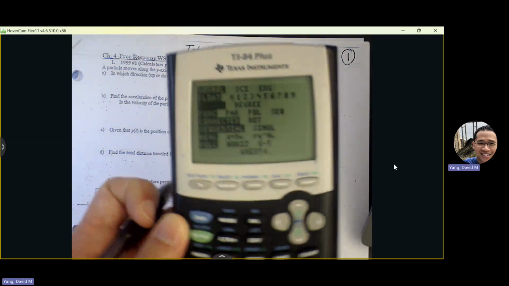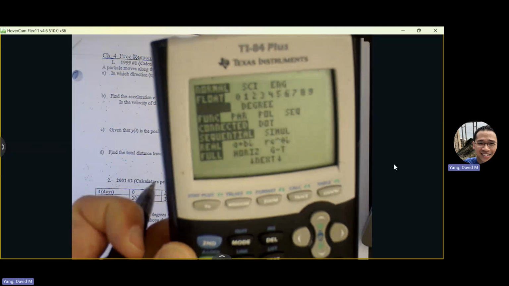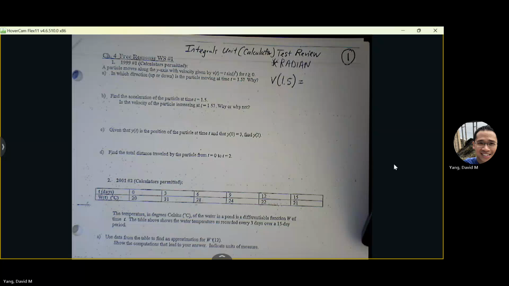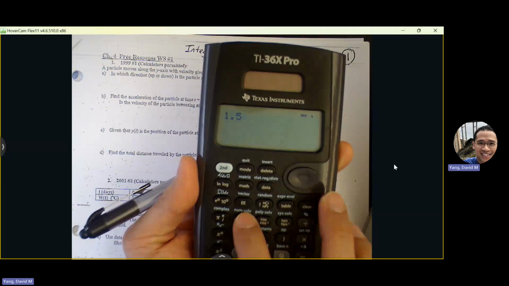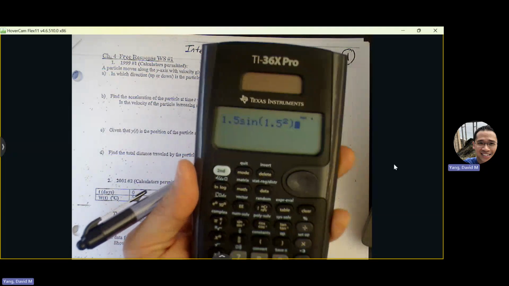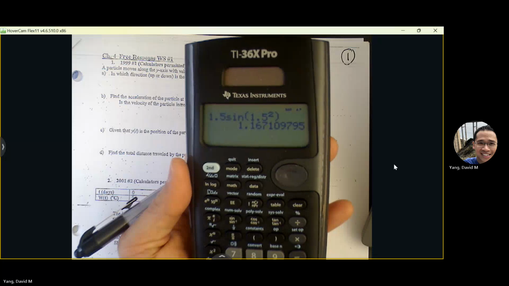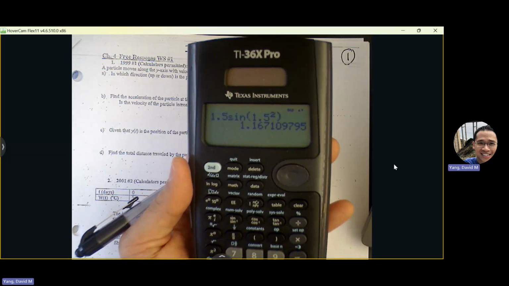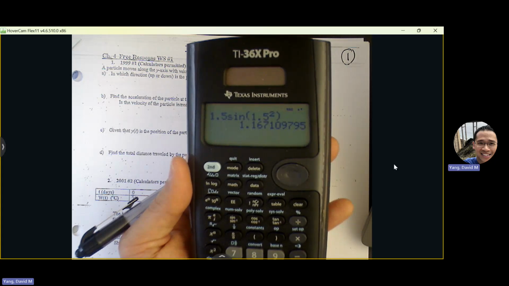Or on your graphing calculator, you'll see radian under mode. So obviously you can just plug this in here, 1.5 sine of 1.5 squared, 1.167. That's obviously greater than 0. So if I get a positive velocity, I know my particle is moving up.